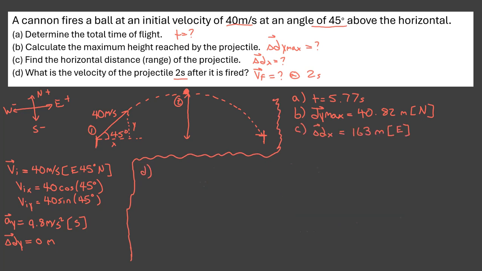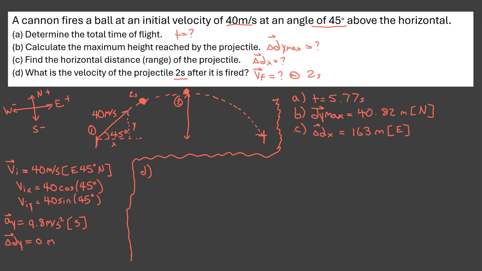Finally, for the last part of this problem, we want to find the velocity of the projectile 2 seconds after it's fired. Okay? So we know the total time that the ball is in the air is about 5.77 seconds. So let's just assume, we don't know exactly where it is, but let's just say the ball is somewhere here, 2 seconds after its launch. We essentially want to find that entire velocity vector at this point, 2 seconds after it's fired.